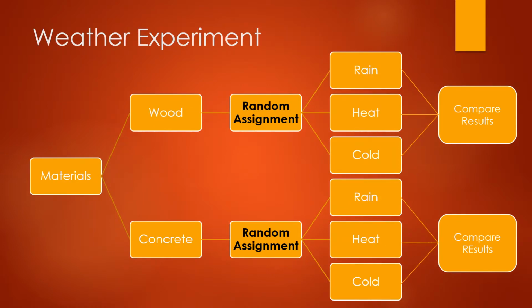So let's say we wanted to test how various weather conditions affect the stability of certain materials. We would start with the population and then select groups from the population and randomize treatments. So as in the diagram, our blocks would be wood and concrete, and then we would randomly assign individuals from each block to undergo various treatments, being rain, heat, and cold. And then at the end, we would compare the results.